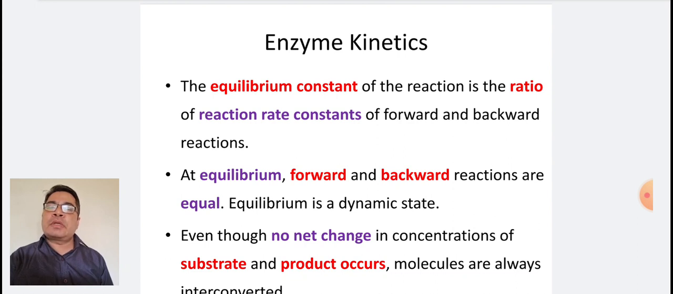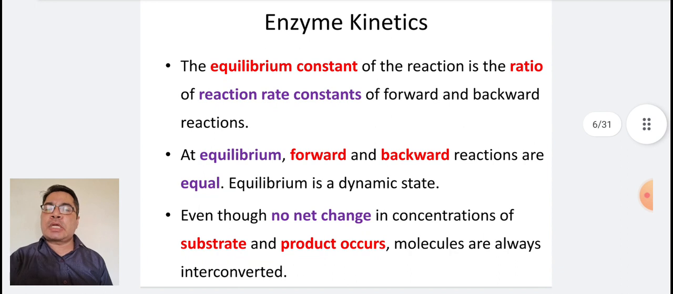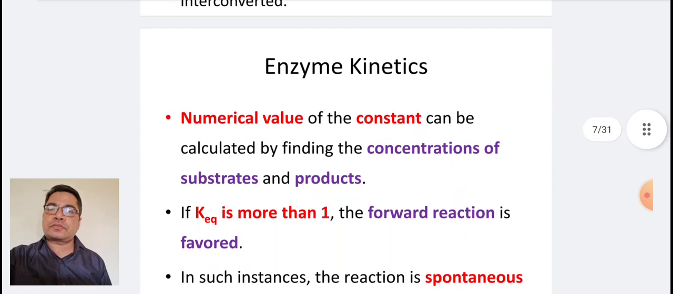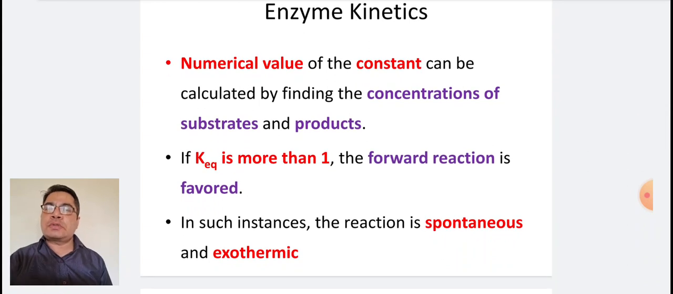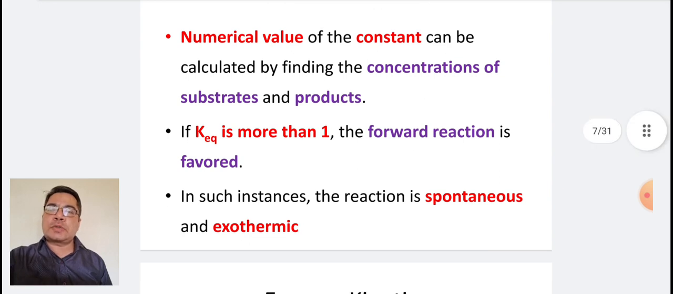At equilibrium, forward and backward reactions are equal. Equilibrium is the dynamic state. Even though no net change in concentrations of substrate and products occurs, molecules are always interconverted. The numerical value of the constant can be calculated by finding the concentrations of substrates and products. If the equilibrium constant is more than 1, the forward reaction is favored. In such instances, the reaction is spontaneous and exothermic.